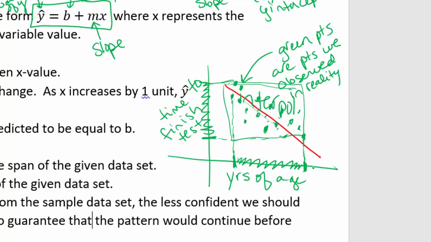But if I go beyond those x's and y's and I ask to make predictions about reality outside of that span of observed data, that's when I'm doing extrapolation. So if I were to go up here and say, what time do we expect it to take for a person of this age? That would be extrapolation. I'm going beyond the observed reality and using the line of best fit to extrapolate what would happen beyond observed data.